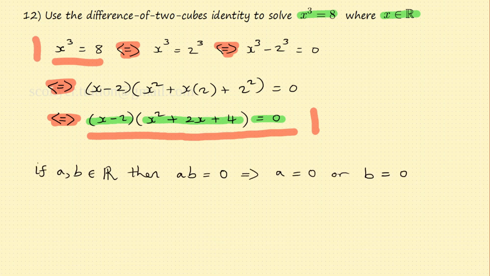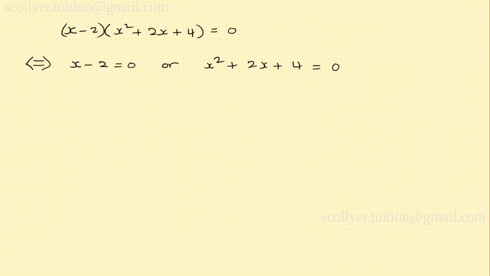We now recall the following important fact, which is if a and b are real numbers, then if a times b equals 0, then it must be the case that either a equals 0 or b equals 0, or both, in fact. So bearing that in mind, the equation (x minus 2) times (x squared plus 2x plus 4) equals 0 is equivalent to x minus 2 equals 0 or x squared plus 2x plus 4 equals 0.